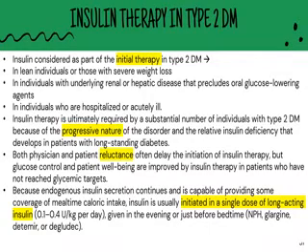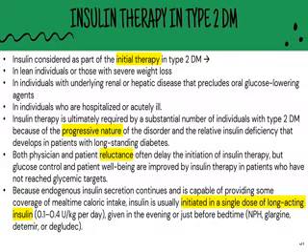Insulin therapy in type 2. Insulin is considered as part of initial therapy in type 2 in lean individuals or those with severe weight loss, in individuals with underlying renal or hepatic disease that precludes oral glucose lowering agents, and in individuals who are hospitalized or acutely ill. Insulin therapy is ultimately required by a substantial number of individuals with type 2 because of the progressive nature of the disorder and the relative insulin deficiency that develops in patients with long-standing diabetes.